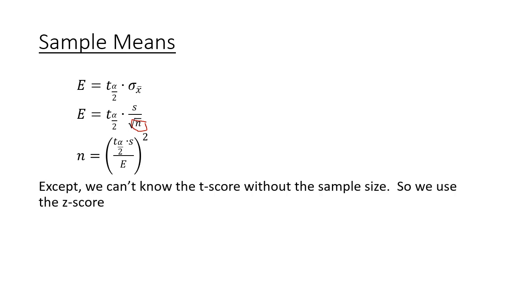And so my sample size is going to be my t-score times s over e, all squared, except I can't know the t-score without my sample size. Right? My sample size determines my degrees of freedom, which is necessary for my t-score. So because I don't know what that's going to be, I'm going to need to use my z-score instead. And so to find the sample size, even for sample means, we have to use the z-score. All right.